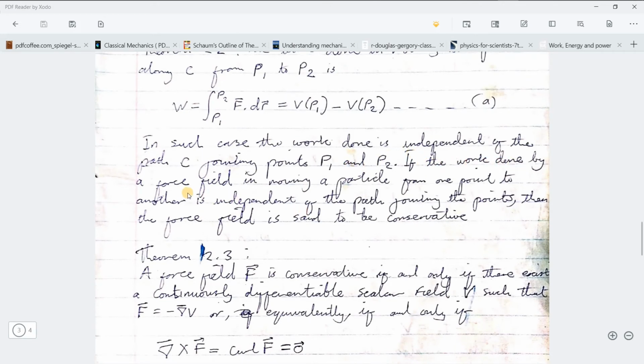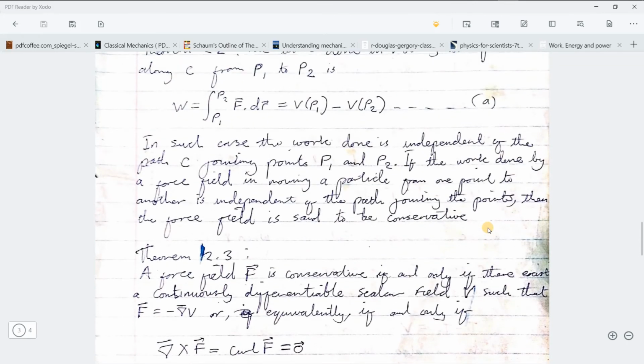If the work done by a force field in moving a particle from one point to another is independent of the path, and this is a very important statement, if it is independent of the path joining the points, then the force field is said to be conservative. The work doesn't change. You can take any path.